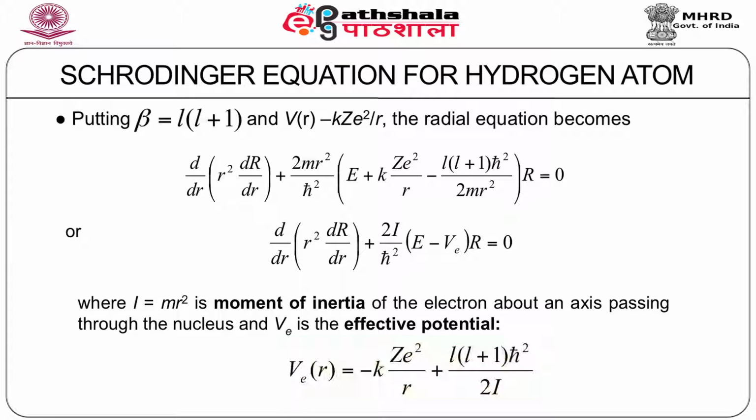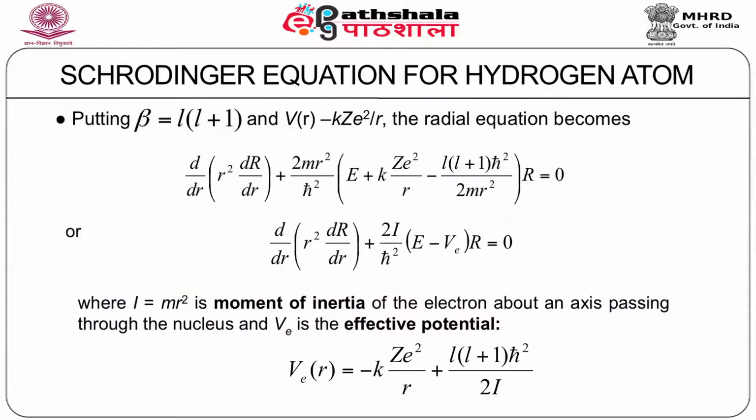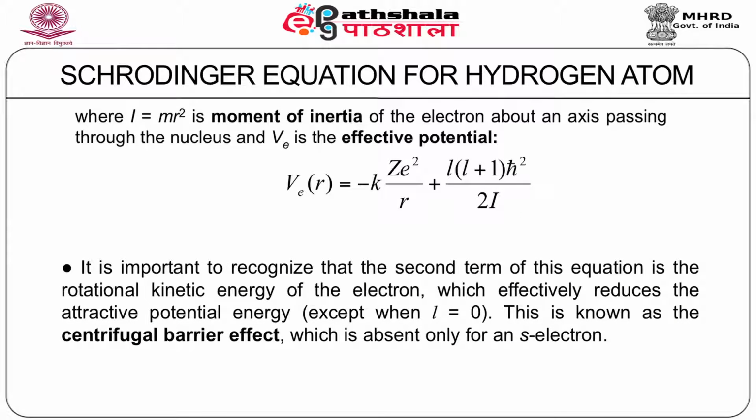Well, that's V_E. And I is the moment of inertia of the electron about an axis passing through the nucleus. Here, it is important to recognize that the second term of this equation, the equation for V_eff, the effective potential, is the rotational kinetic energy of the electron, which effectively reduces the attractive potential energy, except when L equals 0. This is known as the centrifugal barrier effect, which is absent only for an s electron where L equals 0. Okay?